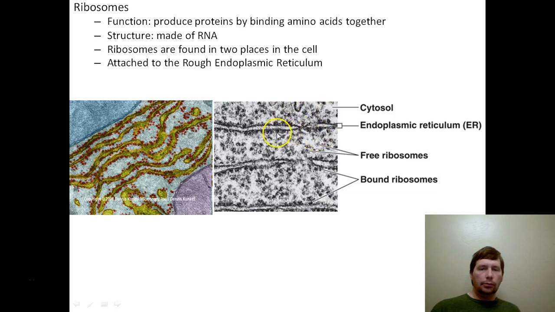You can see that in this picture over here too. Here you can see the rough ER, here you can see the ribosomes attached to it. The other place that you can find ribosomes is they're just floating around in the cytoplasm. And the cytoplasm is the space inside the cell that's between the cell membrane and the nucleus.